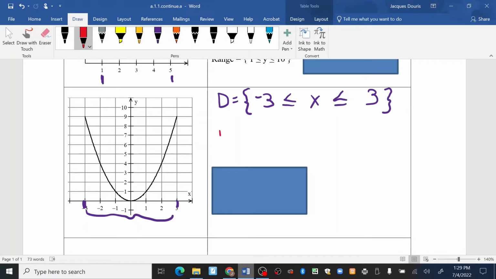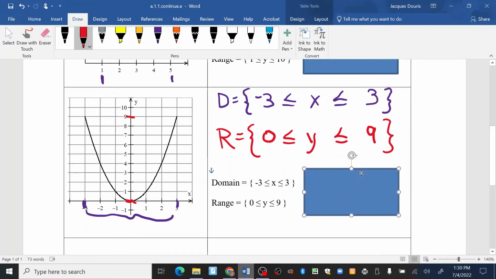So now I'm going to do the range, curly brackets, and my lowest y value is 0, my highest y value is 9. And I'm talking about y. 0 is less than or equal to y, y is less than or equal to 9. And I can take a look, and I did everything right.